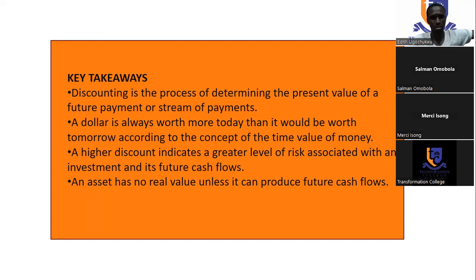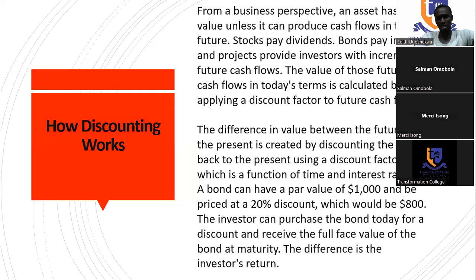Do you understand? So an asset has no real value unless it can produce future cash flows. So the essence of keeping an asset in a business is for you to generate big benefit, future resources to the business. So there is no value in an asset when it's not achieving its number one objective, which is what? Produce future economic benefit. So that's basically that on discounting. You can read all these on your own. I've given us what we need to know majorly.